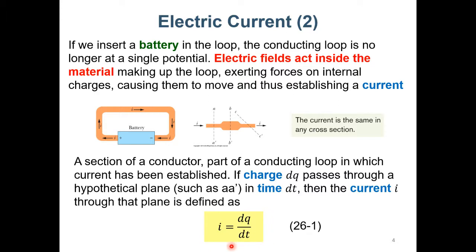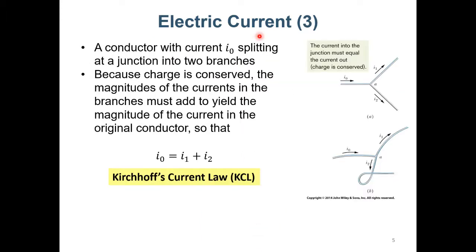And actually, we define the current as dq over dt, the derivative of the charge with respect to the time. And so it is simple. It means that when the charge is moving in a unit time, then it is the current. So this formula is simple to understand.